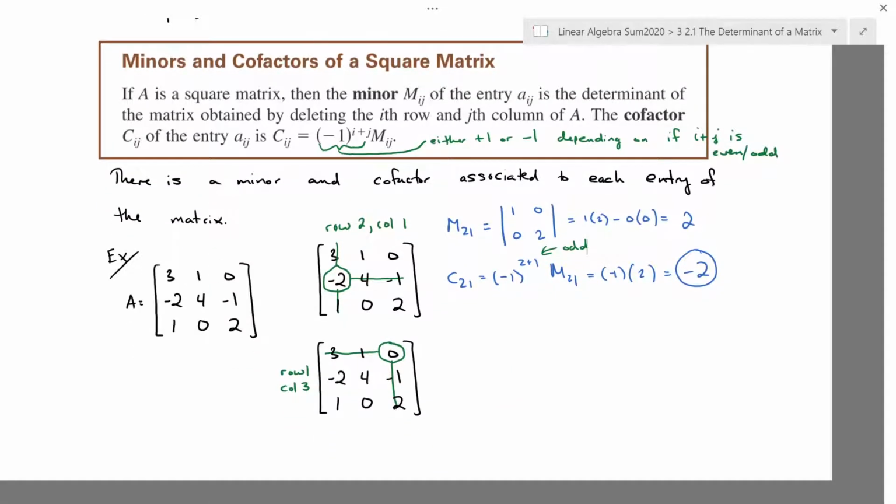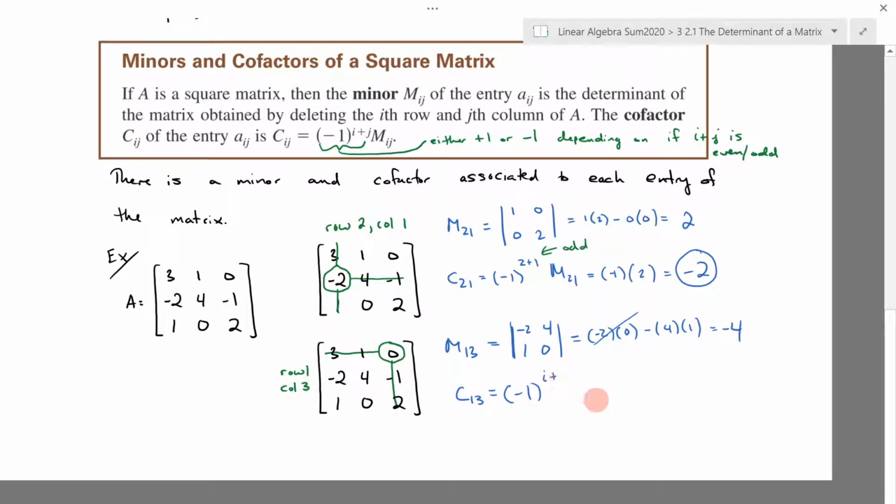Okay, so this next calculation is similar, right? So now we're working with row 1, column 3. So I cross out row 1 and column 3, and now we're calculating M13, right? So I get a 2x2 submatrix again, and I arrange the entries where they should be, so -2, 4, 1, and 0, and now I calculate the determinant using the AD minus BC formula. Right, so -2 times 0 minus 4 times 1. So this is a 0, and then this part is -4, so I get -4. So M13 is -4.